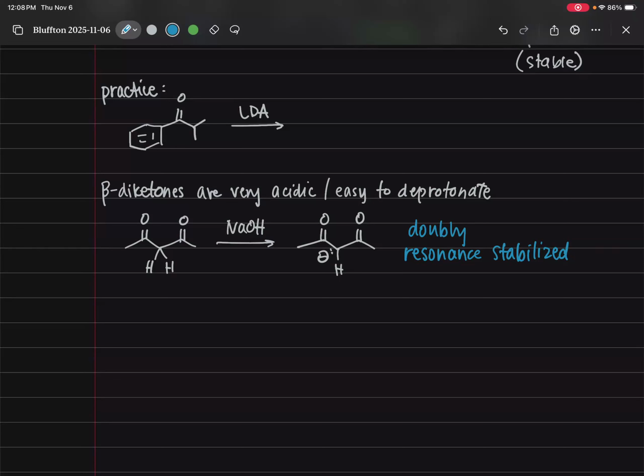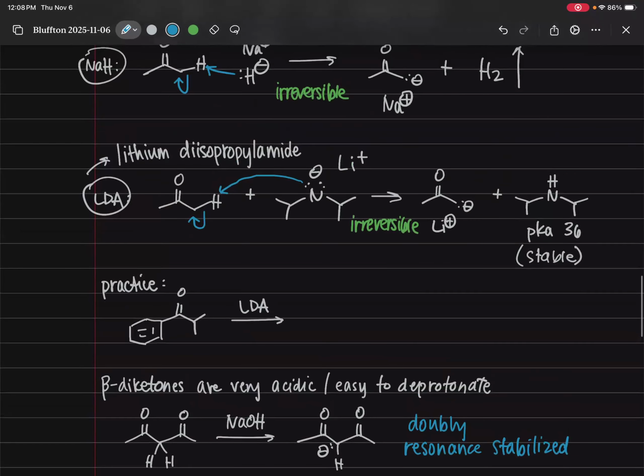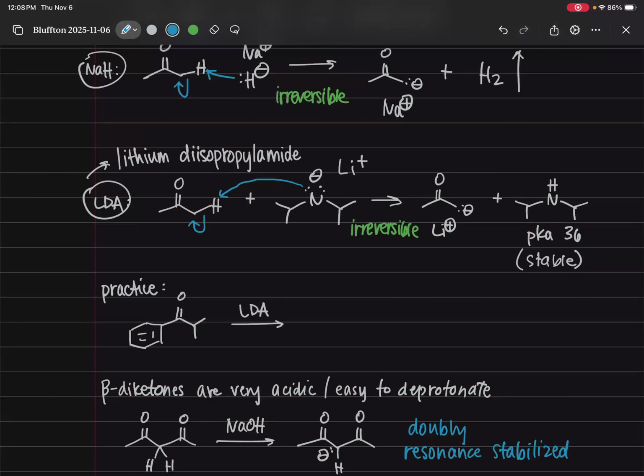And you said this was an exception? Yes, because for acetone, you need a really strong base like LDA or sodium hydride to get the enolate. But for this, which is called acetylacetone, ACAC, you can just use sodium hydroxide. And this molecule with the negative charge is stable enough that that reaction will work.